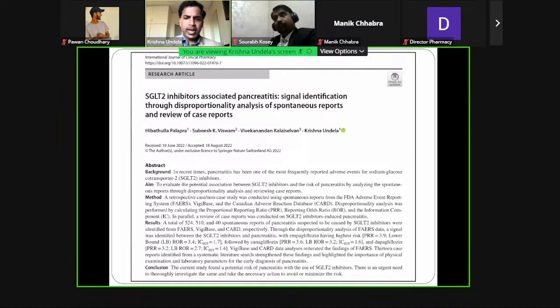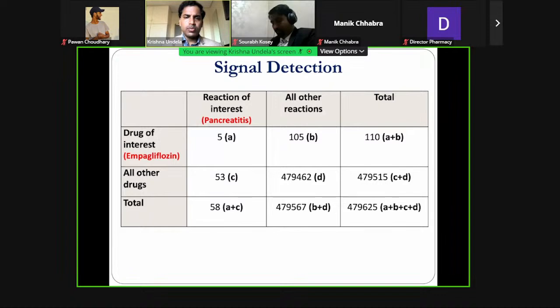So how exactly are we going to calculate the signal? I'll spend some more time, about 5 minutes, just to explain how exactly we calculate the signals in pharmacovigilance. It's very easy, not a complicated one. People think that signal detection is a complicated topic, but it's very easy if you understand the concept.